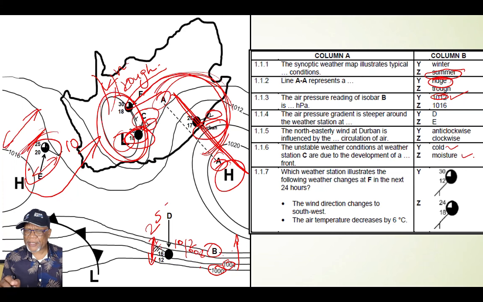And then they say here, which weather station illustrates the following weather changes at F? Here at F, the wind direction is going to change to the southwest, and these are the changes. So you have to say, where are we going to have the wind direction that is going to change to southwest and the air temperature that's going to decrease by 6.